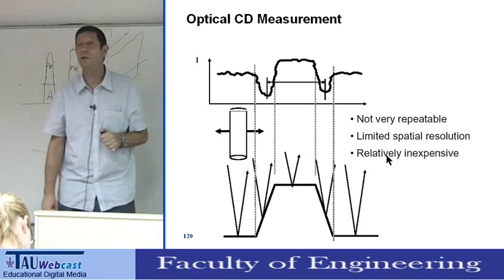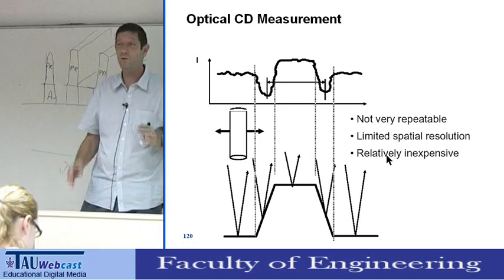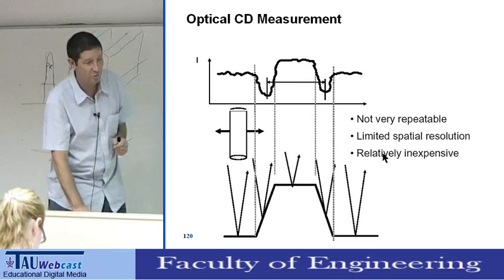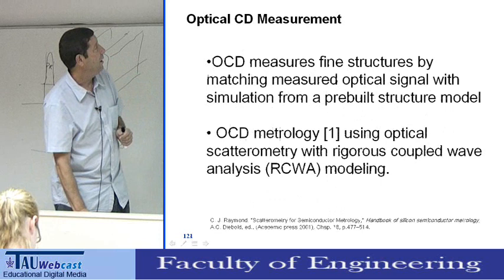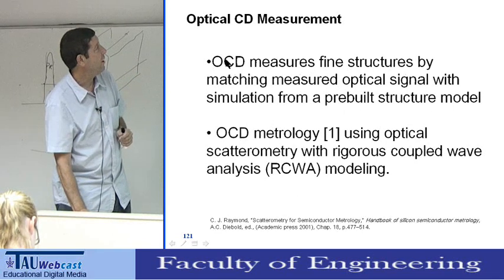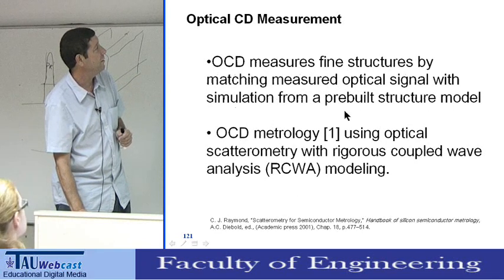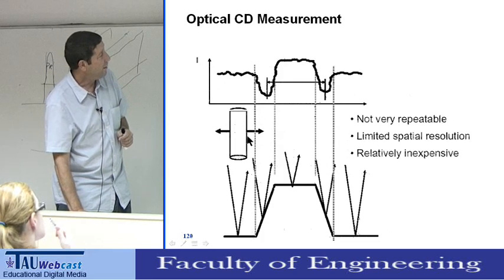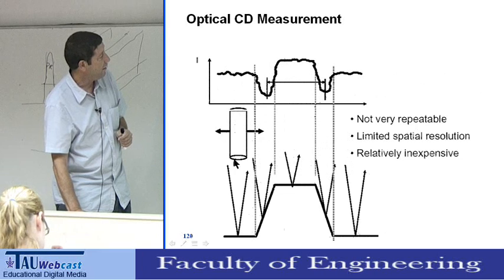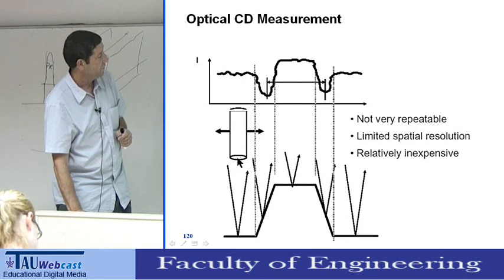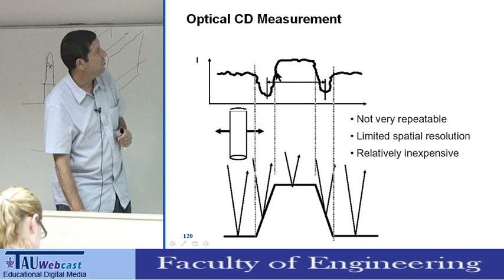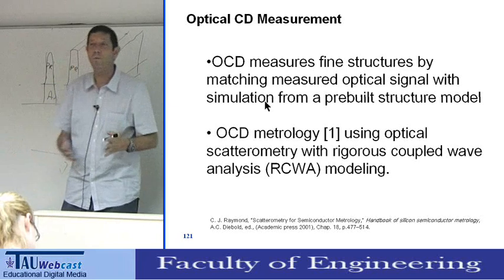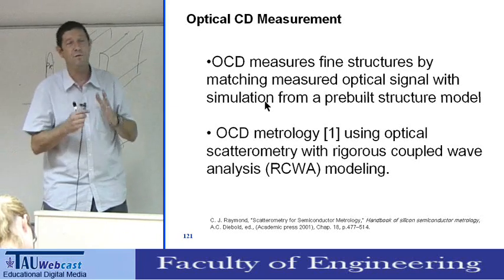So for example, if you are doing lithography, but it's not nanolithography, you need to measure like 10 microns, 50 microns, optical CD control are available. And OCD measures the fine structures by matching measured optical signal with simulation from a pre-built structure model. So one interesting feature is that you are taking the image with a very wide detector, you generate this image, but now there's, in the last few years, people now developing a completely new family of CD measurements.